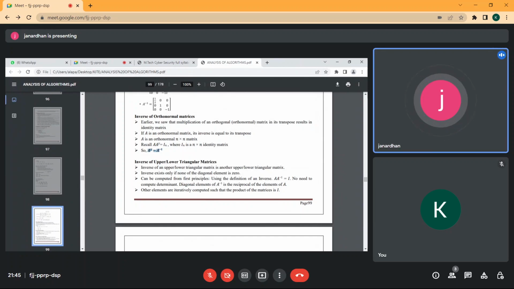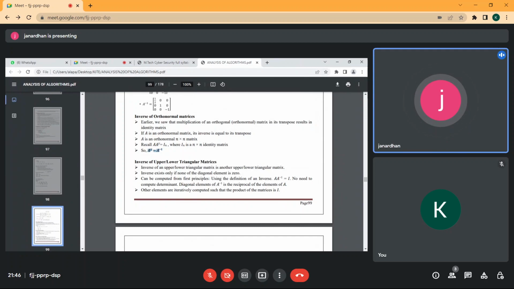Inverse of upper or lower triangular matrices. The inverse of an upper or lower triangular matrix is another upper or lower triangular matrix. The inverse exists only if none of the diagonal elements is 0.